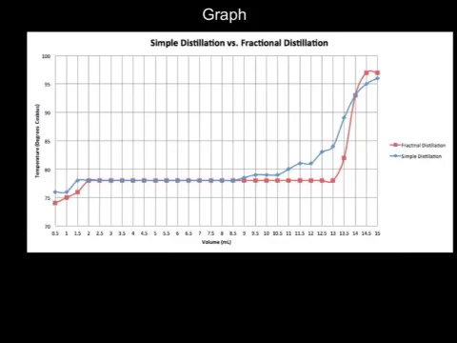This is a result for the simple and fractional distillation. The lines on the graph are similar to each other until it hits a specific point for the fractional distillation. It is noticed that at a certain point the temperature is constant, indicating that the ethanol is evaporating. When the temperature rises significantly, this is an indication that the water is evaporating.